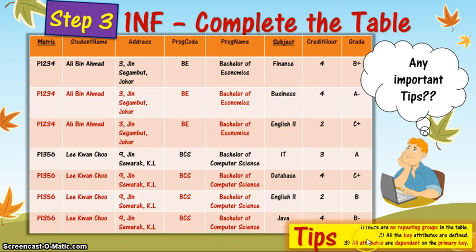We have tips actually. In the 1NF table, there are no repeating groups, meaning there are no empty cells here. All the key attributes are defined. We have metric and subject. And then make sure that all non-key attributes are dependent on the primary key, subject and metric. These are the tips for a 1NF table.